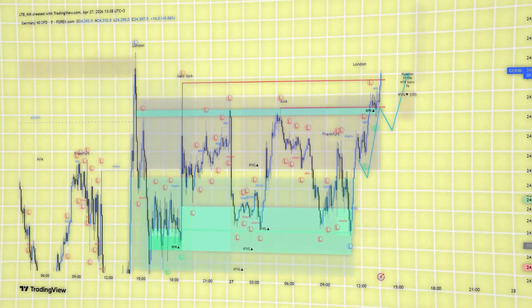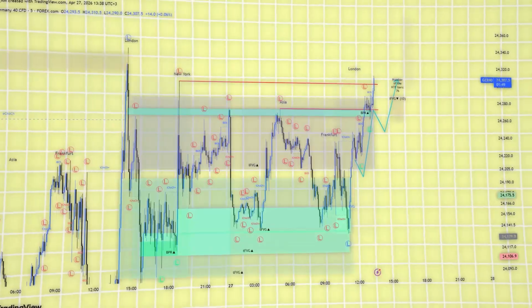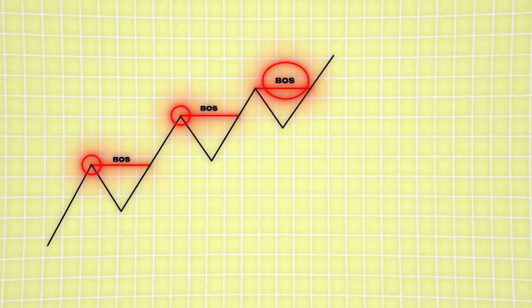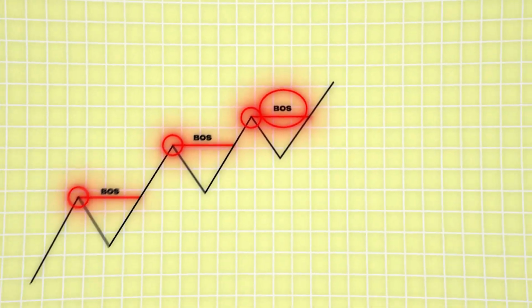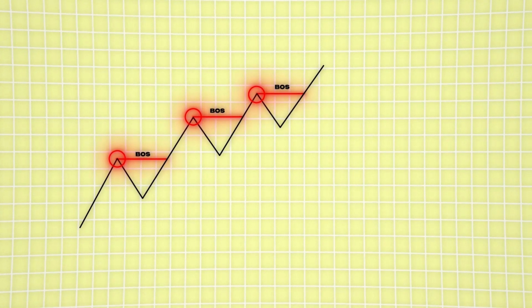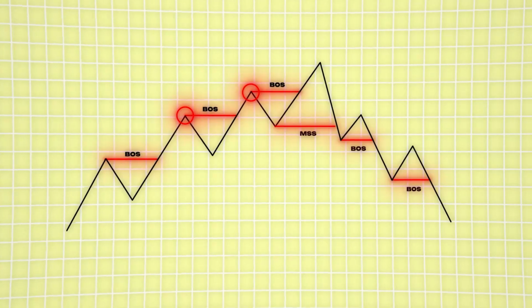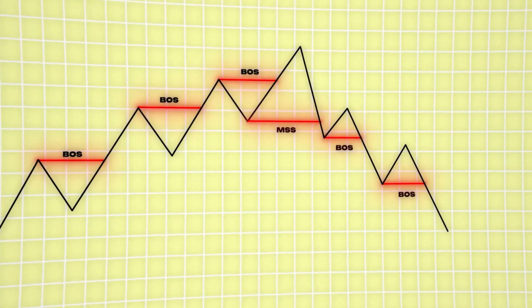In market structure analysis, there are two key concepts: break of structure, known as BOS, and market structure shift, known as MSS. BOS is a break of structure in the direction of the trend, which confirms continuation. MSS, on the other hand, is a structural break that signals a potential trend reversal.